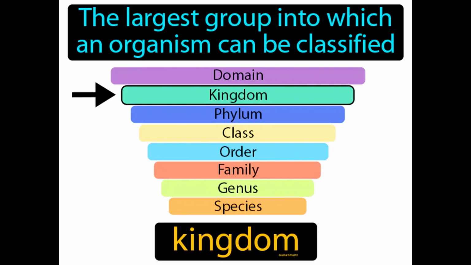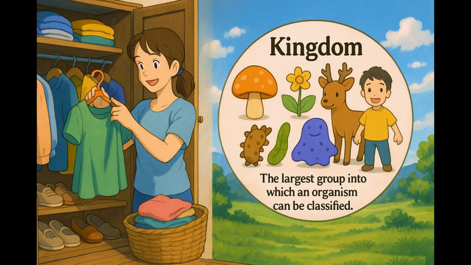The largest group into which an organism can be classified: kingdom. In science, a kingdom is a broad category used to classify and group all organisms that share similar fundamental characteristics. Imagine trying to organize your cluttered closet where clothes, shoes, and accessories are jumbled together.